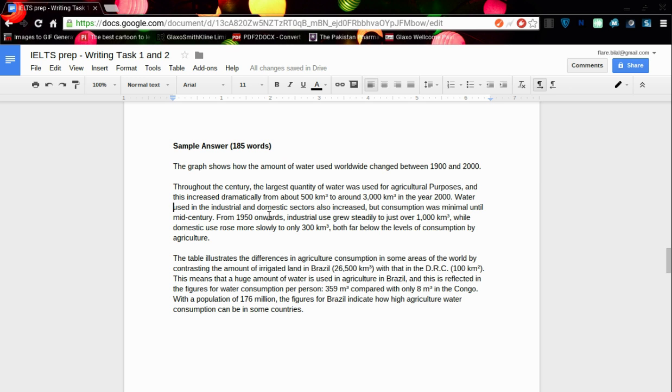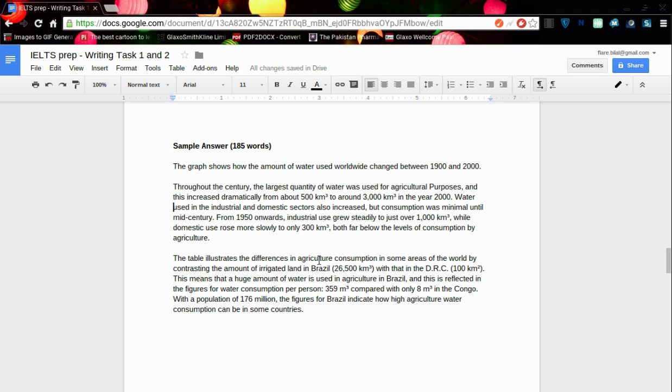Water used in the industrial and domestic sectors also increased. Now see, he's combining those two, because these two can be combined. So he's combining that, but consumption was minimal until mid-century. From 1950 onwards, industry grew steadily to just over 1,000 km cube, while the domestic use rose more slowly to only 300 km cube, both far below the levels of consumption by agriculture. Now, this was a comparison between different sectors, as you can see, and you had to do this in that way.